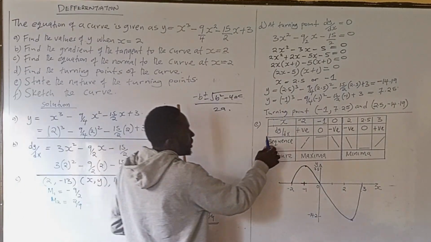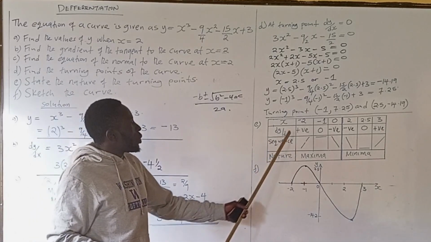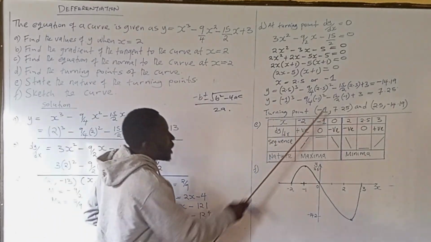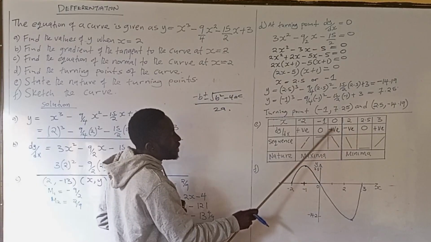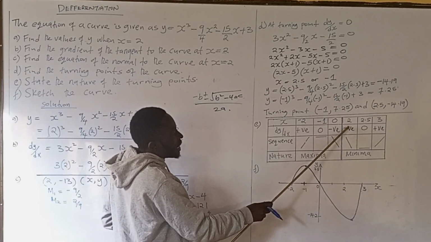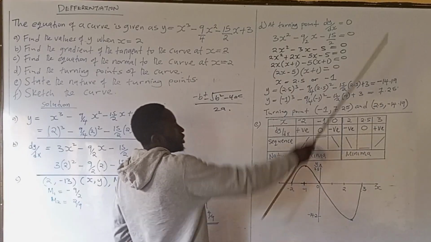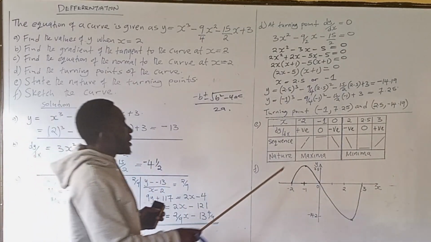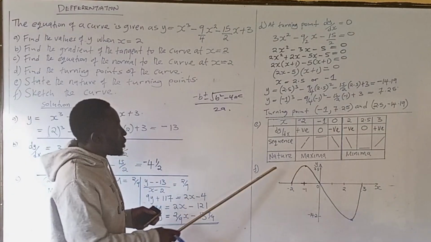So after getting the sign of the gradients, you go to sequence. When it is positive, it is going upward. When it is 0, it is flat. When it is negative, it is going down. When it is negative, going down. When it is 0, flat. When it is positive, it is going upward. So after getting the sequence, then you come to get the nature.